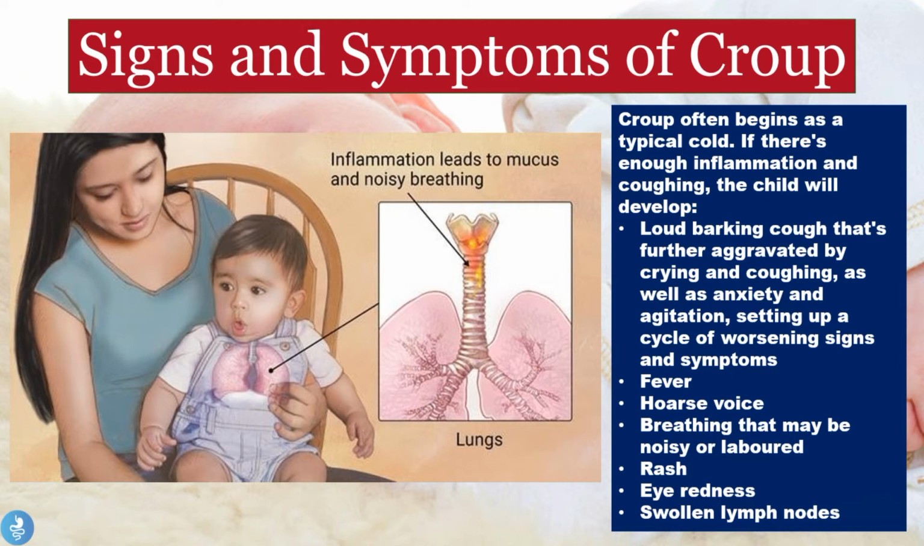So the inflammation of this focal respiratory area, which is the larynx, trachea, and bronchi, will of course cause this noisy breathing, this loud barking cough, because an inflamed and irritated airway is a narrowed airway. So these children are actually gasping for breath, which causes their breathing to be noisy or labored, as well as the hoarseness in their voice because of the swelling around those vocal cords. So these are all the signs and symptoms of croup.